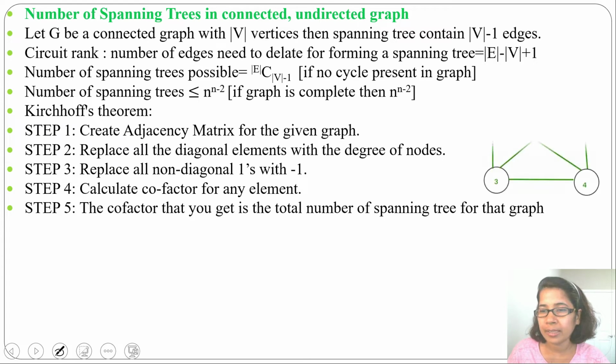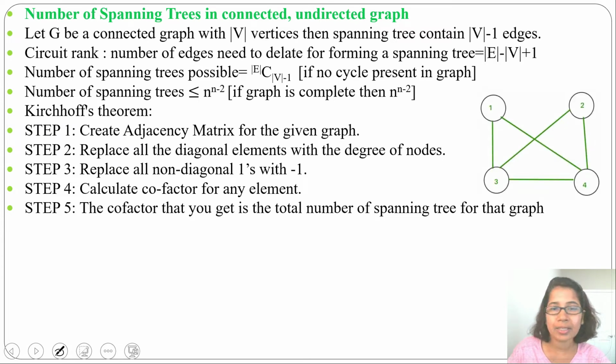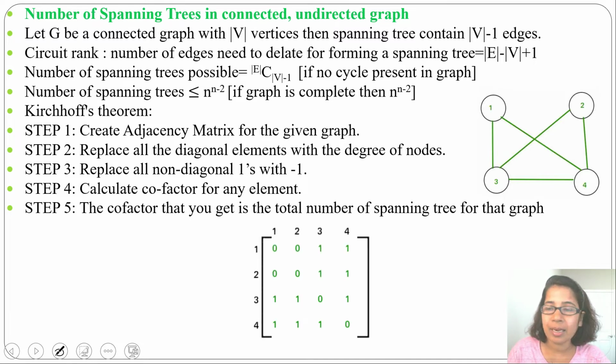So let's take an example. Let this be the graph. First I'll create the adjacency matrix for this graph. If two vertices are adjacent, I'll write 1, and if not adjacent, then 0. With vertex 1, vertex 3 and vertex 4 are adjacent. So from 1 to 3 it's 1, from 1 to 4 it's 1. Then with vertex 2, vertex 3 and 4 are adjacent. So 2 to 3 is 1, 2 to 4 is 1.